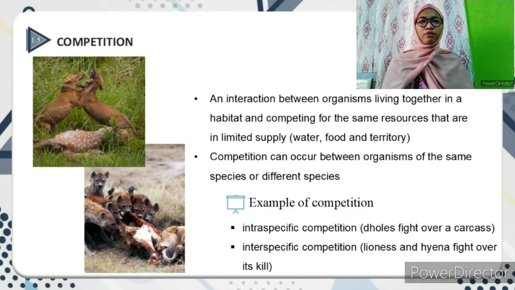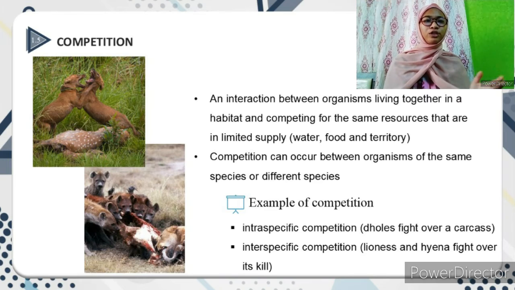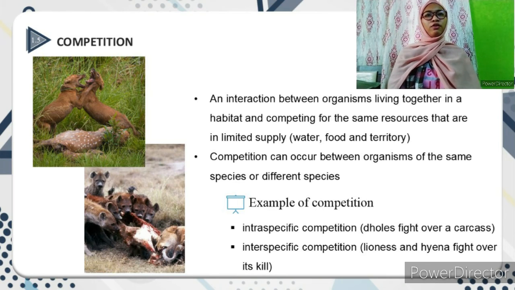Let's move to the next type of symbiotic relationship, which is competition. Competition is an interaction between organisms living together in the same habitat and competing for the same resources that are in limited supply, for example water, food, and territory. Competition can occur between organisms of the same species or different species. Competition between the same species is known as intraspecific competition, while competition between two different species is known as interspecific competition.